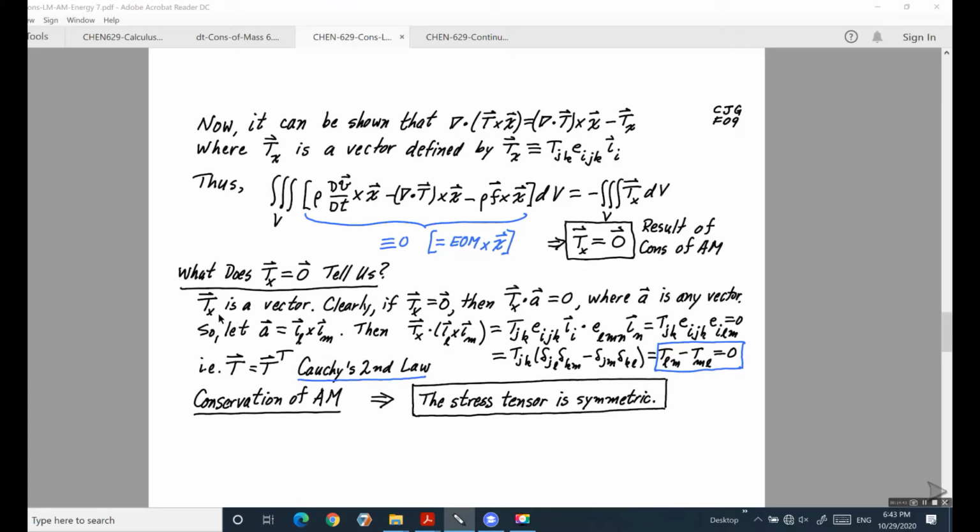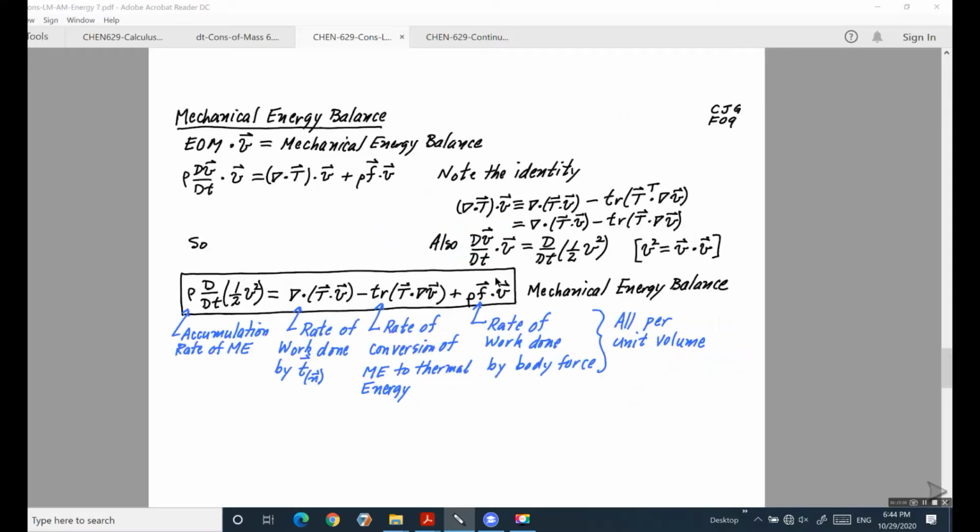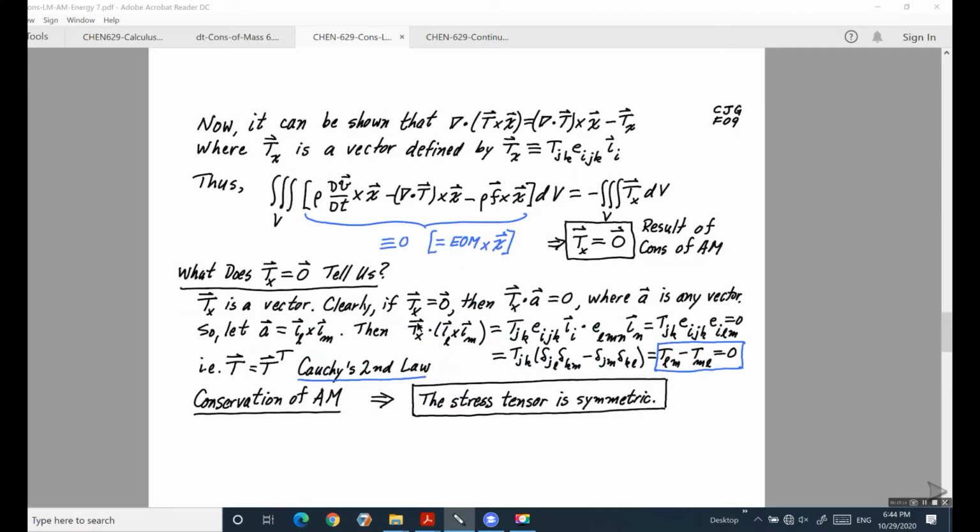Then if this is a vector, clearly it is 0, so the dot product between that one and the vector a is going to give 0. A is any vector, so let's say that one. Then we can write tau 1 here, and we can show this gives the result of 0. Now, from the conservation of angular momentum, the stress tensor is symmetric. Then we obtain tau 1.